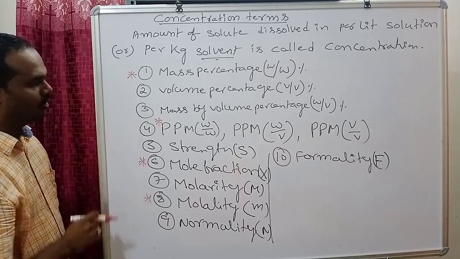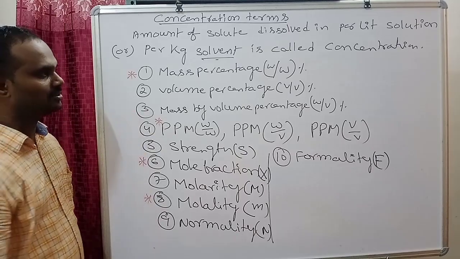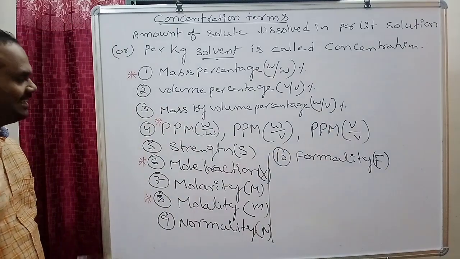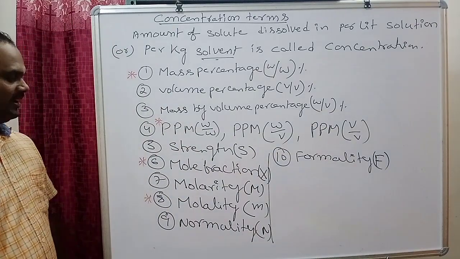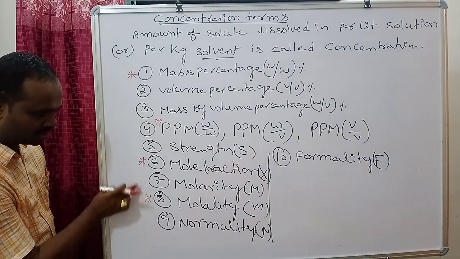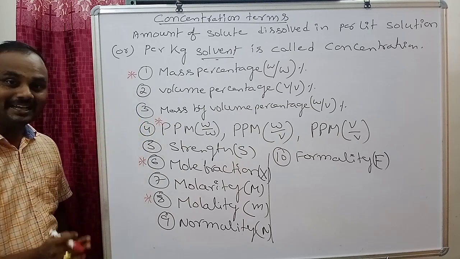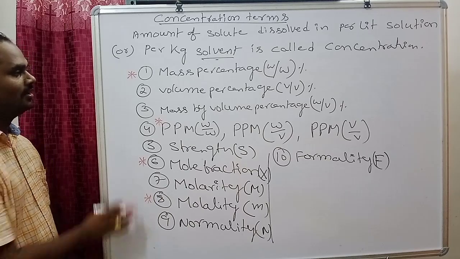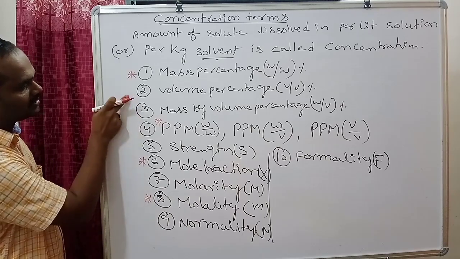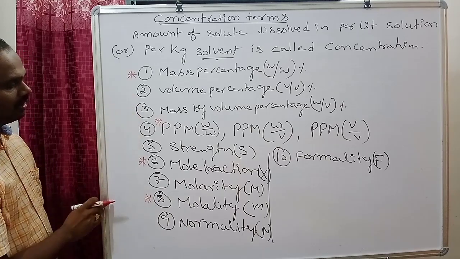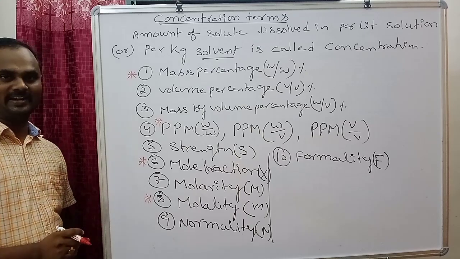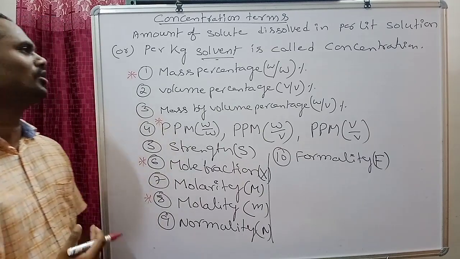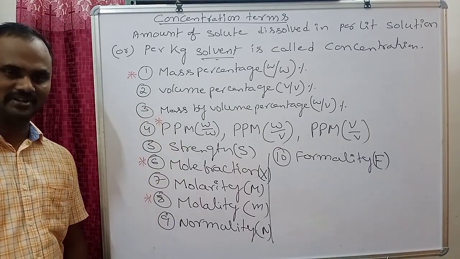Other than these four, in the remaining concentration terms, volume is involved everywhere. That's why these are temperature dependent. Where I have given a star mark, these are temperature independent, meaning they are related to mass. Those not given a star mark are all temperature dependent. One by one we are going through the definition and the possible examples. Okay.